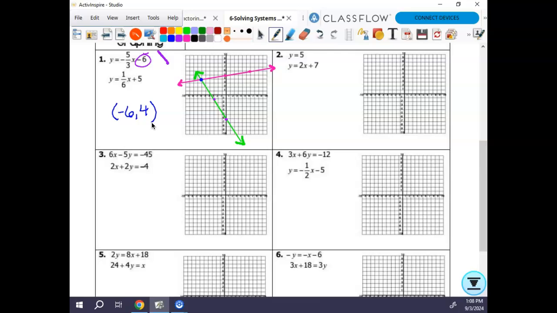Okay. Now, number 2, I got this y equals 5. That's a super easy line to draw, but you have to know if it's horizontal or vertical. What do you think it is? It's horizontal. Did I show y'all the way to remember? I can't remember if I did with the y's and the x's and the h.